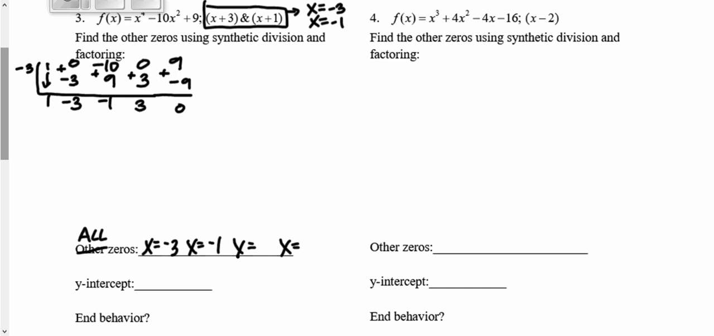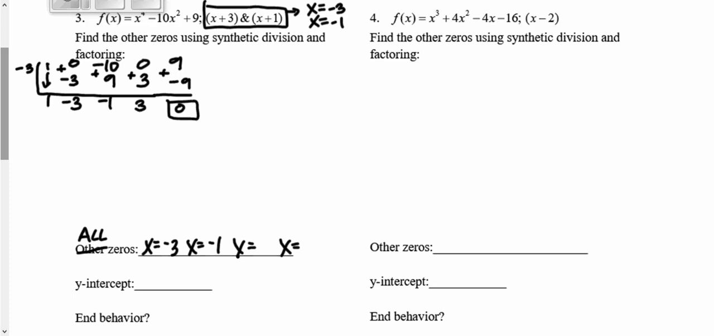And I get a remainder of 0, which I should get because -3 was given to me as one of the zeros, so it should result with a remainder of 0. Now this is a cubic, so I started with a quartic. After synthetic division one time, it's now a cubic. It knocks a degree off. What I'm looking for is a quadratic because a quadratic is factorable.